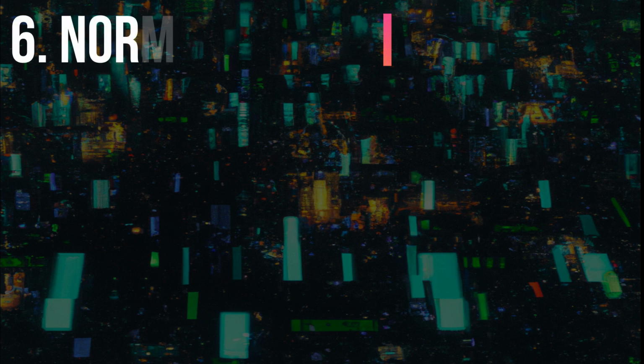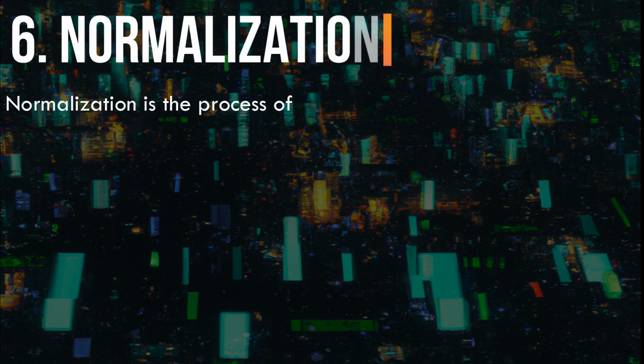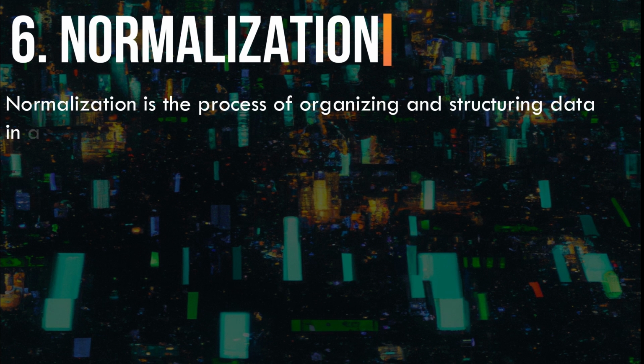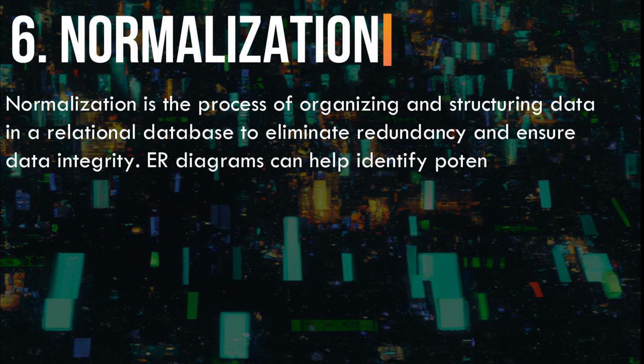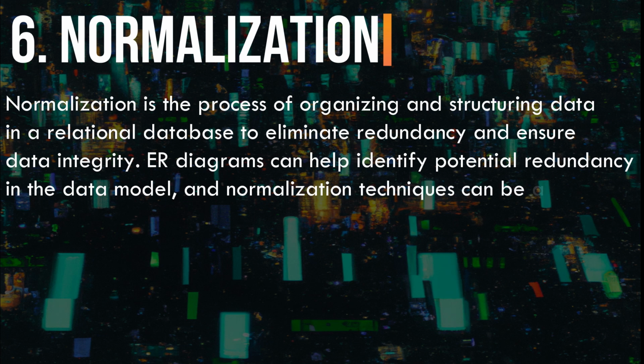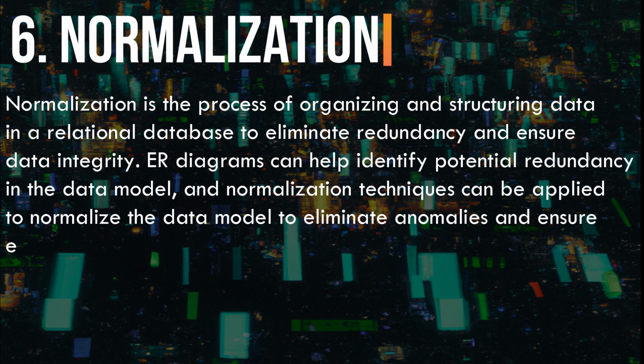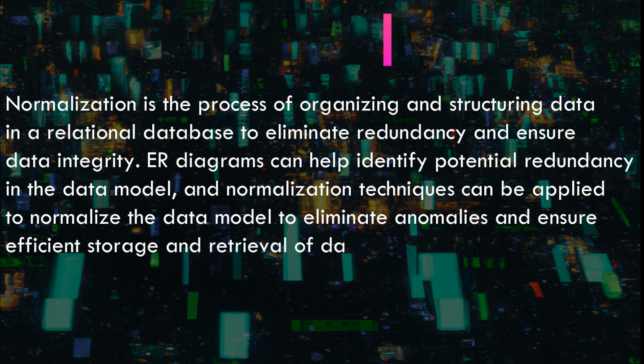6. Normalization. Normalization is the process of organizing and structuring data in a relational database to eliminate redundancy and ensure data integrity. ER diagrams can help identify potential redundancy in the data model, and normalization techniques can be applied to normalize the data model to eliminate anomalies and ensure efficient storage and retrieval of data.